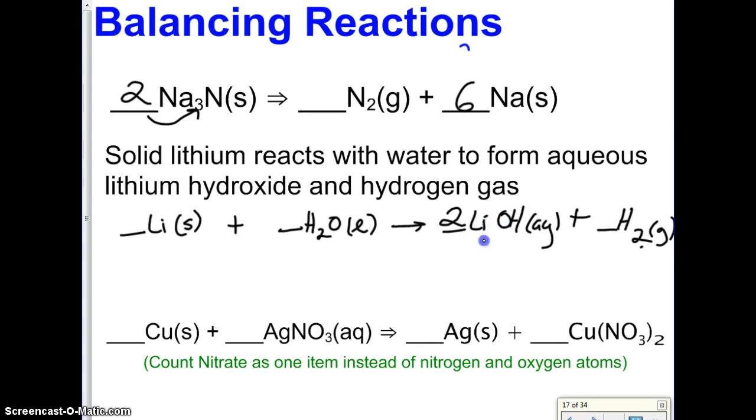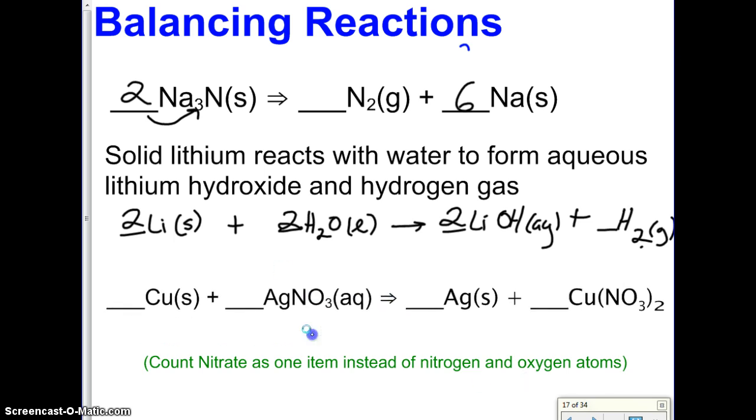So I'm going to go back and fight with my lithiums. So 2 lithiums, 1 over here, 2 here. Okay, also my oxygens, 2 here, 1 here, throw a 2 out in front. Now what that did is it gave me 4 hydrogens. Well, 2 plus 2, 4 hydrogens. It's already taken care of.